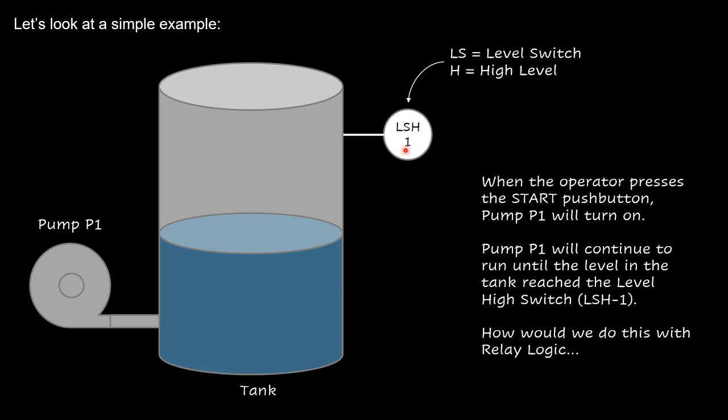So in this example, when the operator presses the start button, there's going to be a start push button. The pump is going to turn on and continue to run, so the water is going to fill up in the tank. And whenever it hits this level switch up here at the top, that's when we tell the pump to turn off. So it's like a float switch.